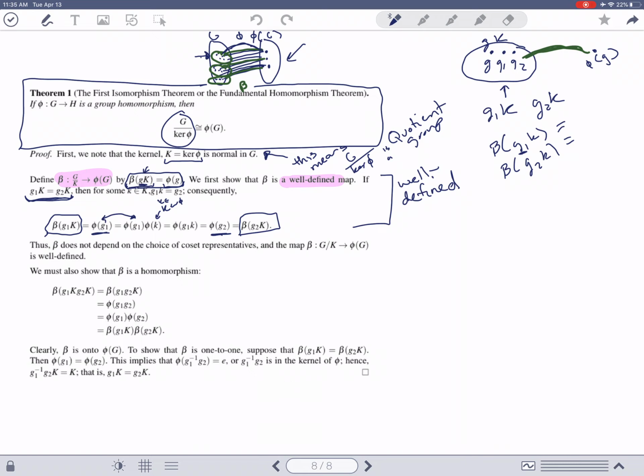Good place for me to pause again, and you can think about this and unpause me when you're ready. Well, why can we do that? Well, because if you're in the kernel, that means we're just operating by the identity. That's the definition of being in the kernel. All right, how do we get from this line to this one? Well, here we go. We are homomorphism, so I'm in good shape. And this is the piece that's like, wait, what? Why is this working?